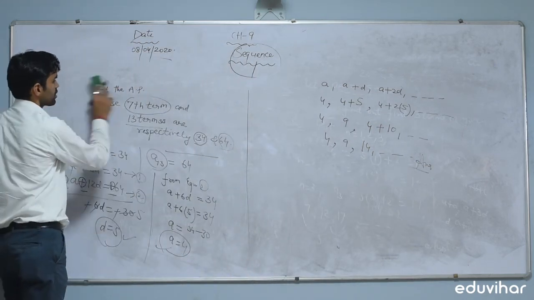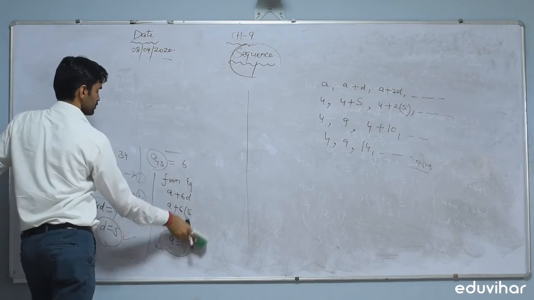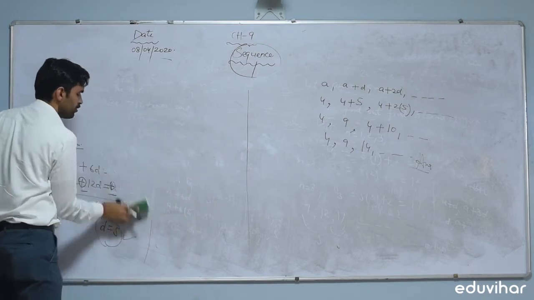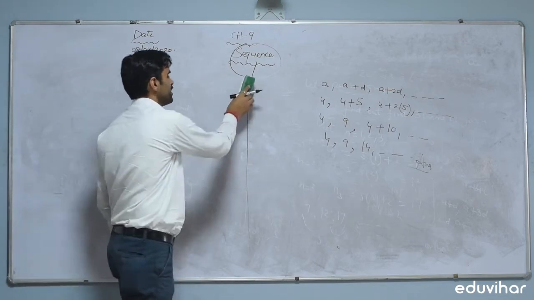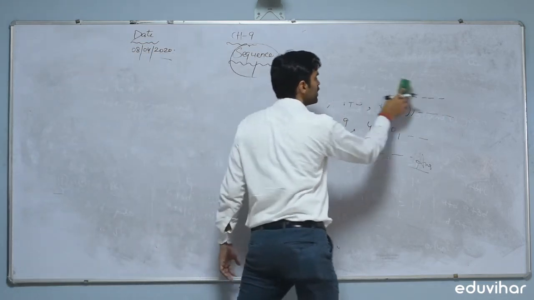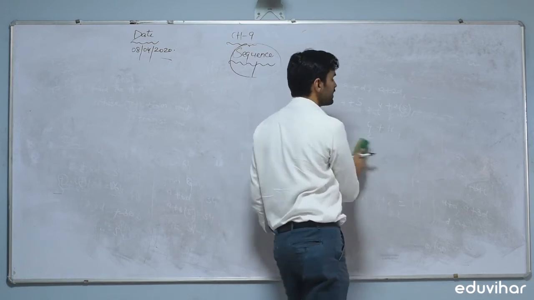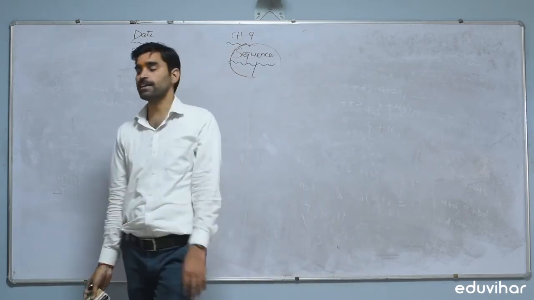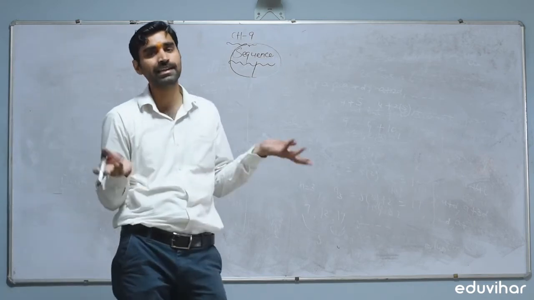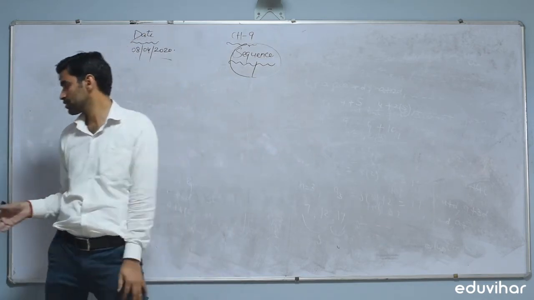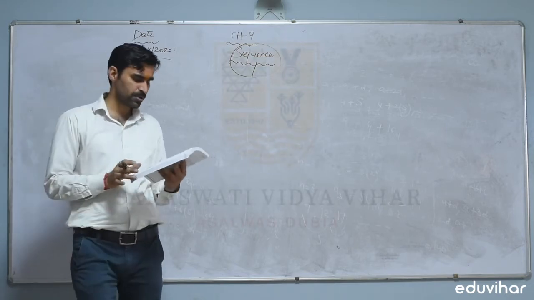Okay, our next question. Whenever some terms of the AP are given, a and d can be eliminated using the substitution method, then put the values of a and d in the general form of AP, that is a, a plus d, a plus 2d and so on. Okay, our next problem.